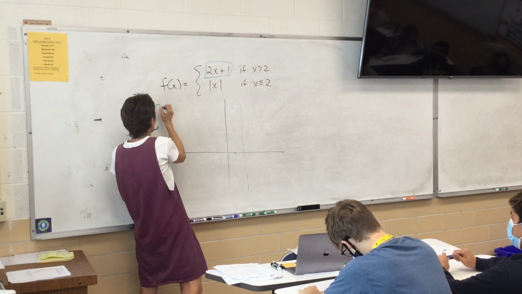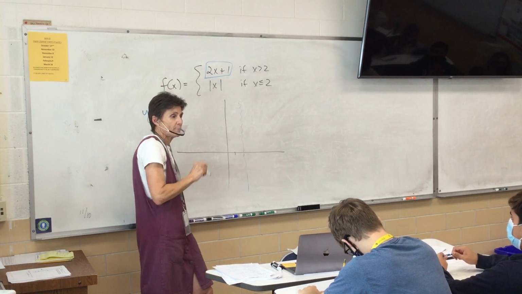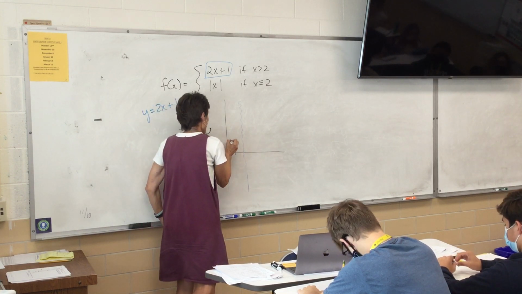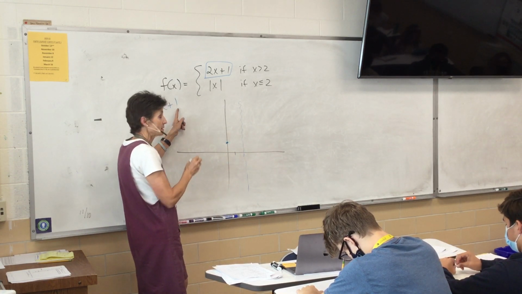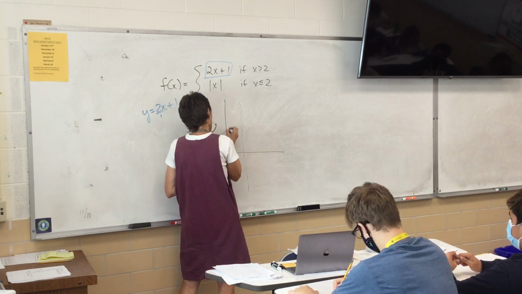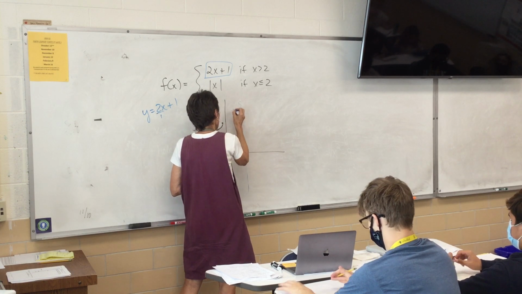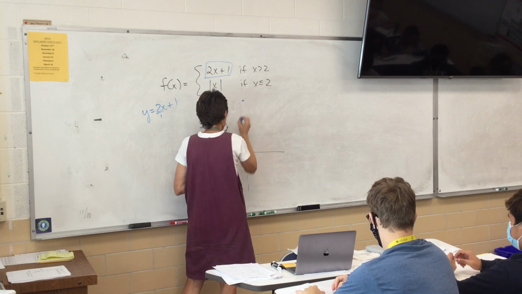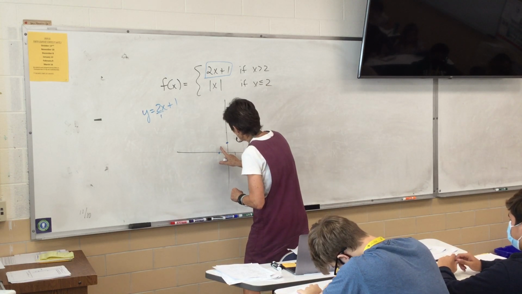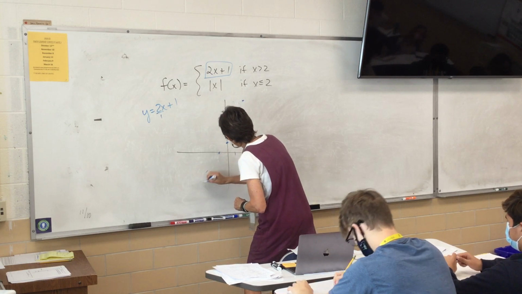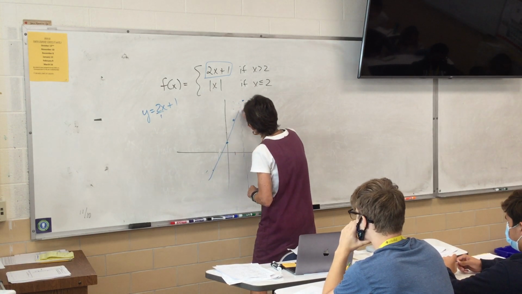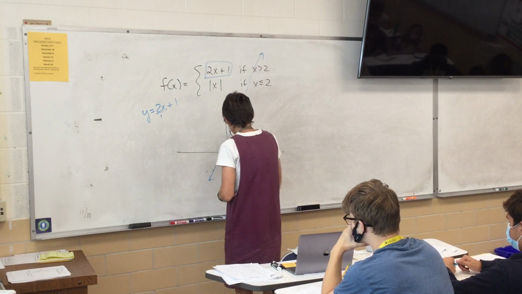What is y equals 2x plus 1? What shape is that? It's a line with a y-intercept at 1 and a slope of 2. So I'll just count up 2 over 1, up 2 over 1, and so on. Oops. I'm going to try to make a straight line there. I missed some of my points, but there's my straight line.